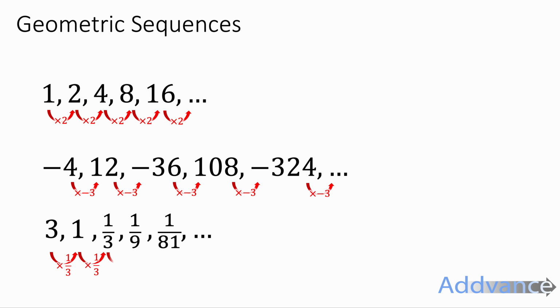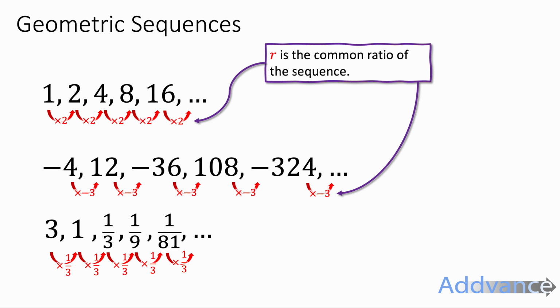You can see on the screen that for the first sequence, each term is being multiplied by 2 to make the next term. For the second sequence, we're multiplying by -3 each time. And for the third sequence, we're multiplying by a third each time. And that's how we find the next term. The number we multiply each time is called R, and that represents the common ratio of the sequence.